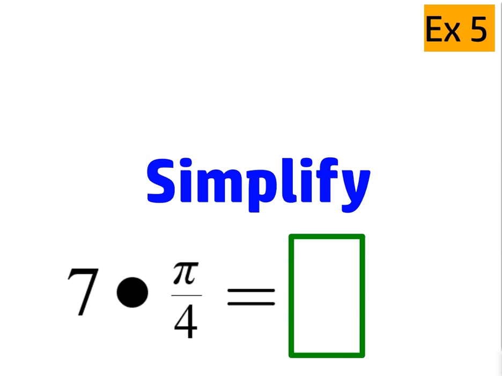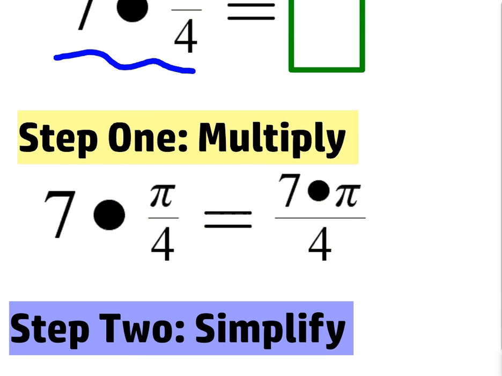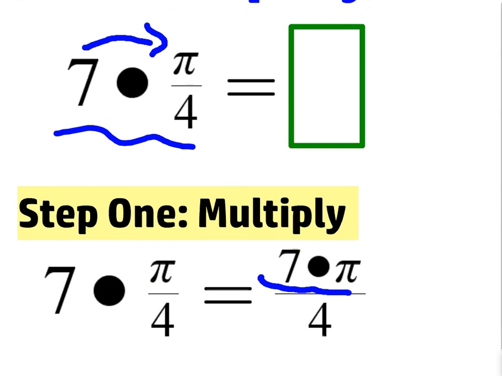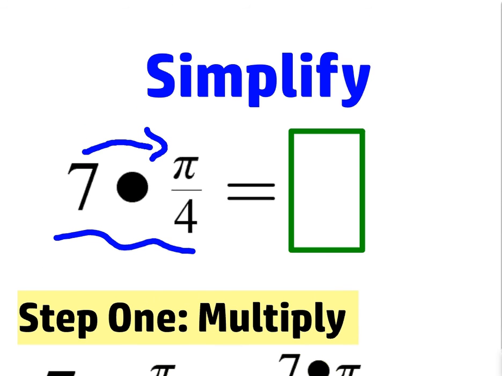All right, how about this one? We have 7 times pi over 4. Again, what we want to look at immediately is we're going to take the whole number and multiply it by the numerator. So we're going to have 7 times pi on top and 4 on the bottom. And 7 times pi is just 7 pi. And then the bottom stays the same. This is the kind of example you would see on, let's say, the unit circle, which is something you will learn in the future. So final answer, 7 pi over 4.